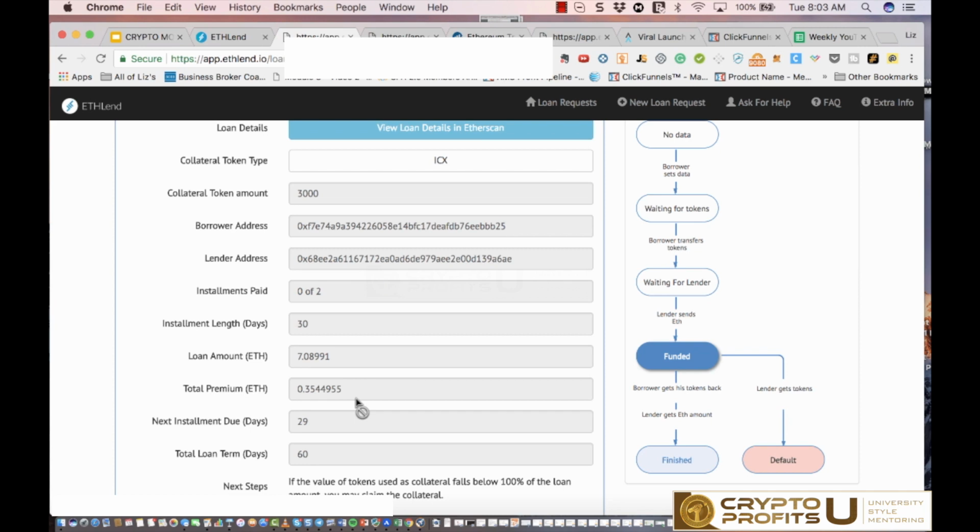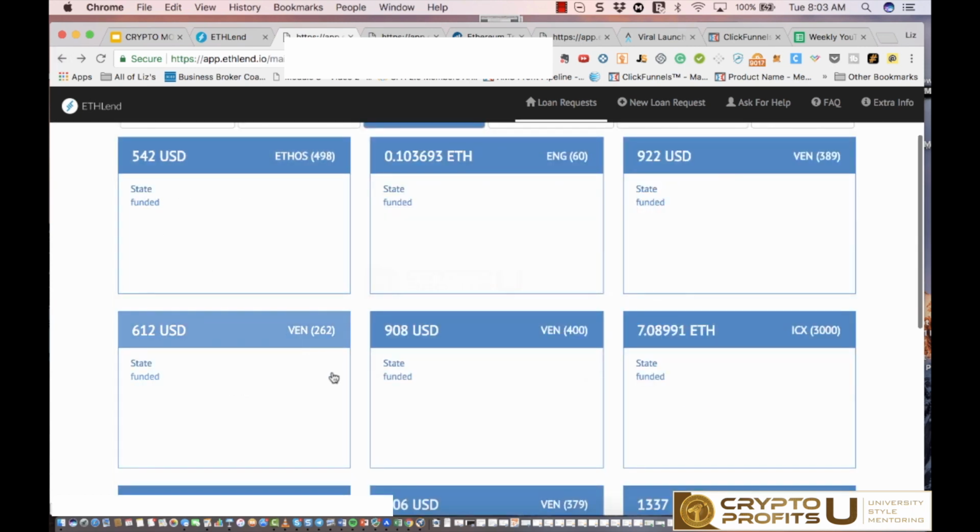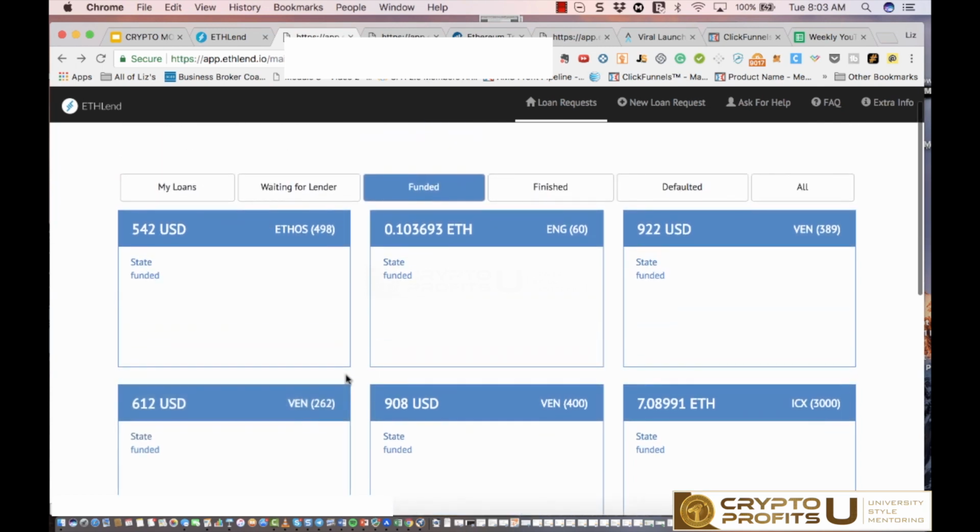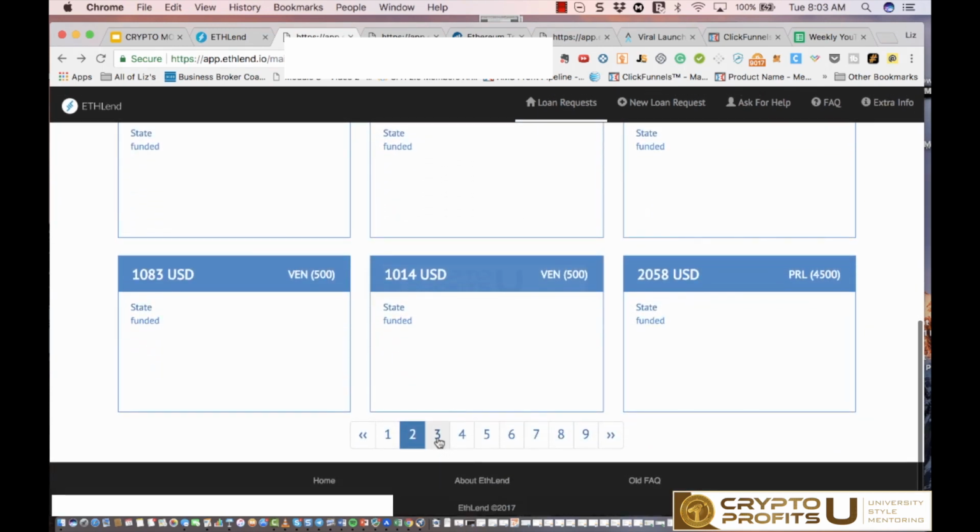So I'm taking 344, and if any of you guys watching this video know how to figure out interest, because I certainly don't. 5% it looks like, so it's 2.5% over 2 months, I'm thinking, which is quite low, and it still got snapped up. 3K ICX for 7 Ethereum. Okay, so that one worked out. And let's see if anything else pops out at me. Nothing else. Let's go to page 3.